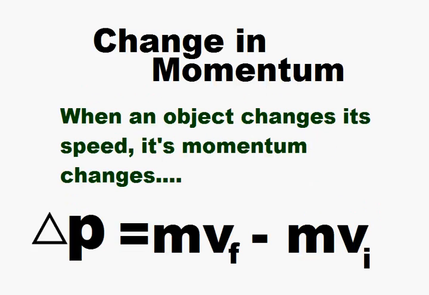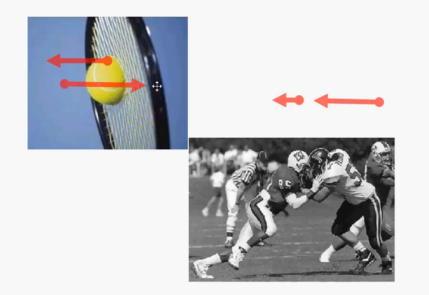So in our first two examples back here, the racket put a force for a certain amount of time on the tennis ball and made the tennis ball change its direction. If the tennis racket hit with a harder force, it can make the tennis ball go back even faster. Here, the football player on the left put an impulse, force and time, on the football player on the right. And the more impulse, the more force and time he puts on that football player, the more he can change this football player's momentum. If he pushes hard enough, he could even push the other football player backwards and change his momentum.